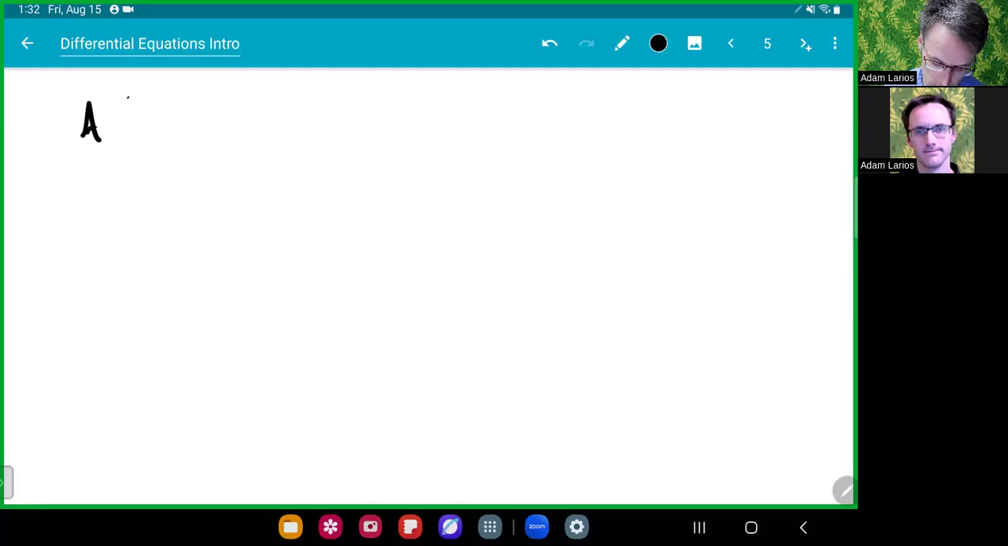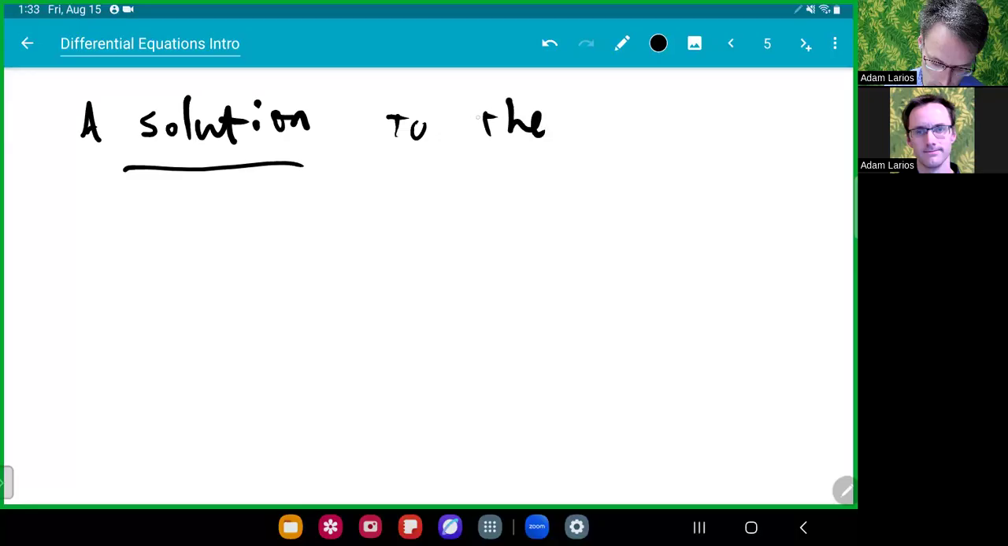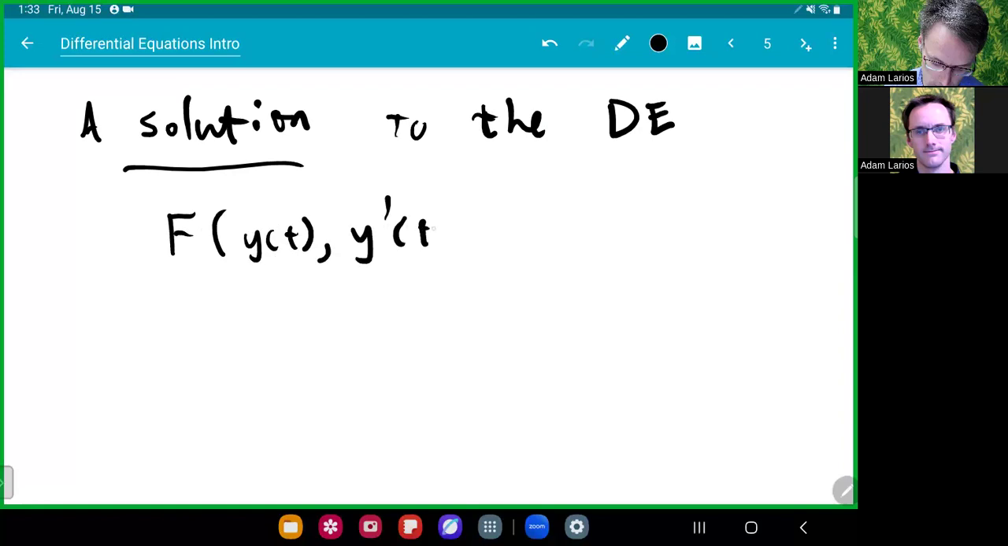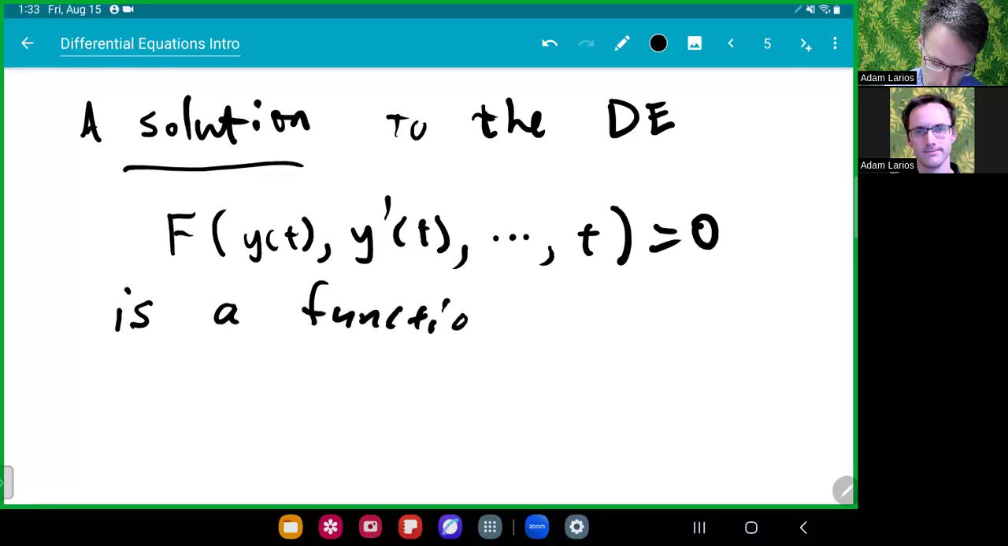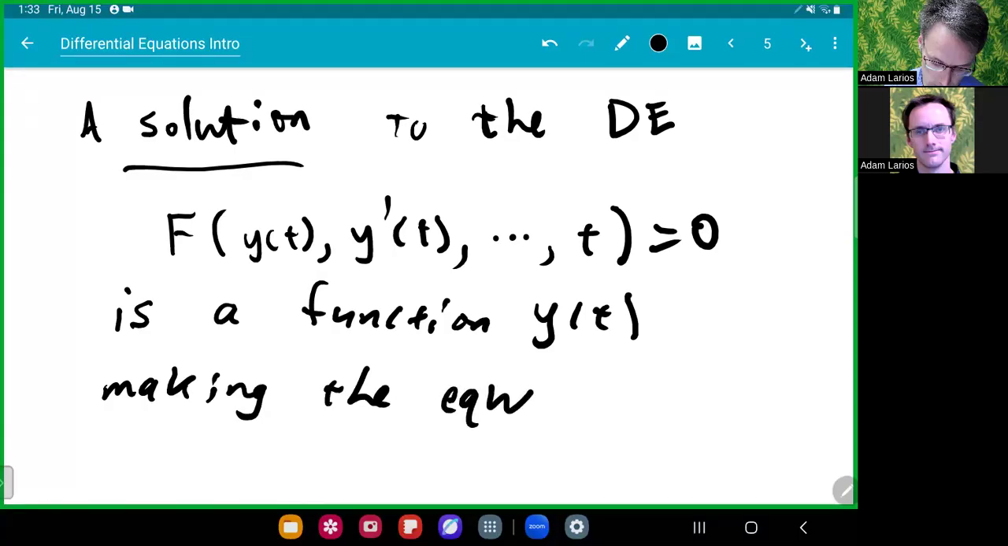So now that we have a definition for a differential equation, we can talk about what it means to be a solution to the DE given by f of y of t, y prime of t, and so on, up to t equal to 0. A solution is just a function y of t making the equation true.